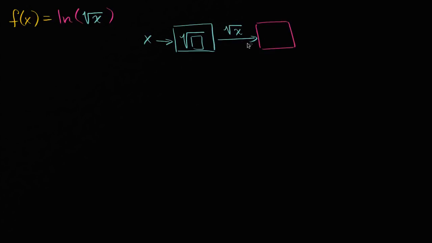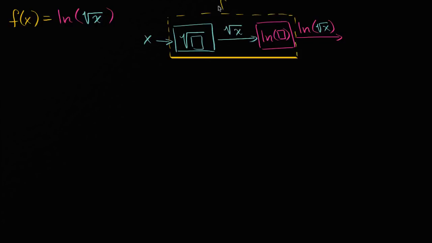So you could view that as inputting it into another function that takes the natural log of whatever is inputted in. I'm making these little squares to show what you do with the input. And then what do you produce? Well, you produce the natural log of the square root of x, which is equal to f of x. So you could view f of x as this entire combination of functions right over there. That is f of x, which is essentially a composition of two functions. You're inputting into one function, then taking that output and inputting it into another.